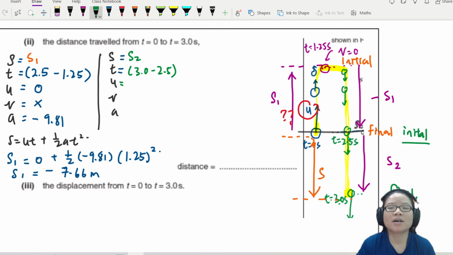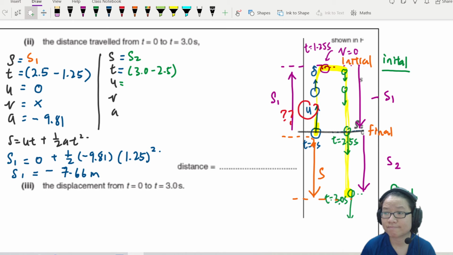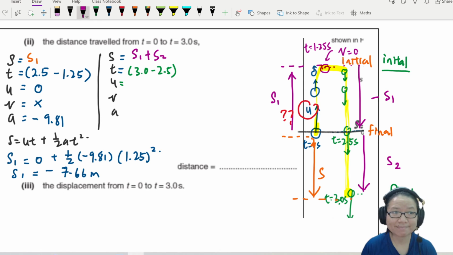So now we should move the initial. Oftentimes this will happen to you when you solve a kinematics equation. You think you have enough information, but you don't. So take your time. Now I'm going to move the initial here, meaning this one is no longer S2. This one becomes S1 plus S2, the whole length. Now we add them together, then can already.